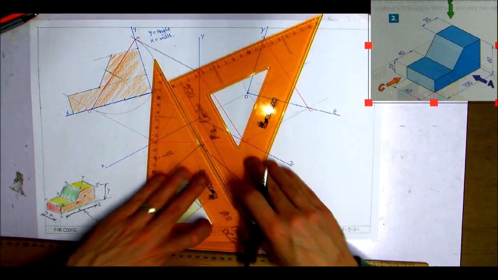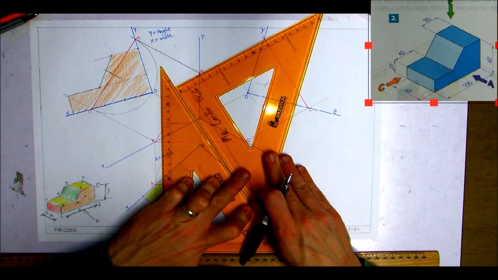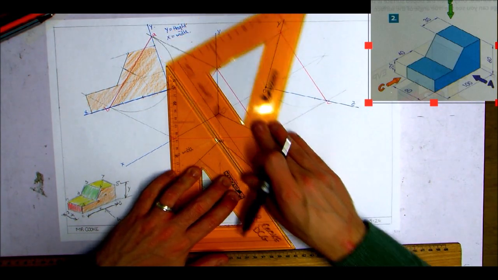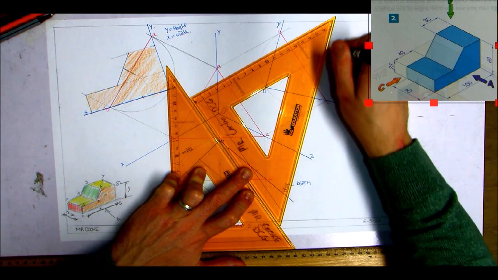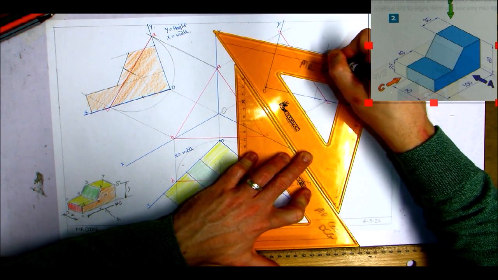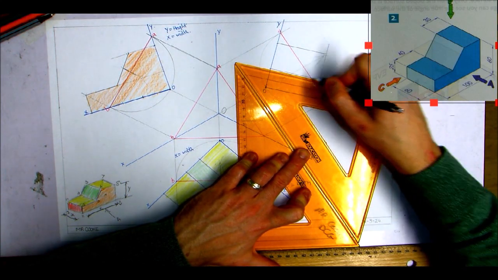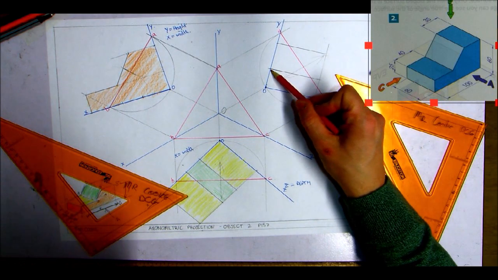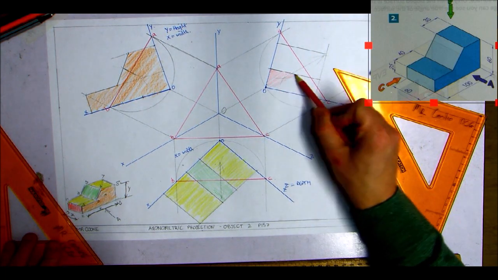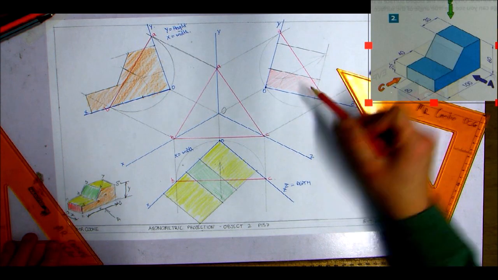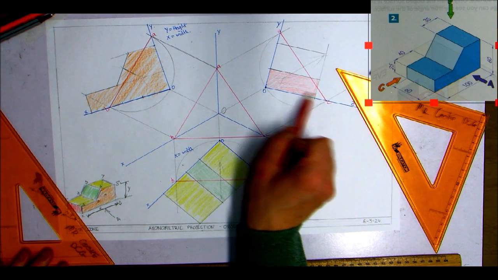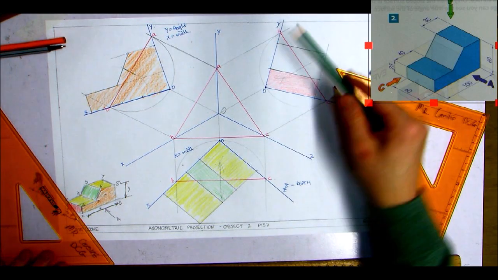And so what I'll do now is, using the combination T square and set square, just making sure I have them at the right angle. There's that, we'll go up there. That comes across, and that comes across. This here is my red surface from my 3D sketch in the bottom left hand corner, remember? The green surface is what I can see here as well.